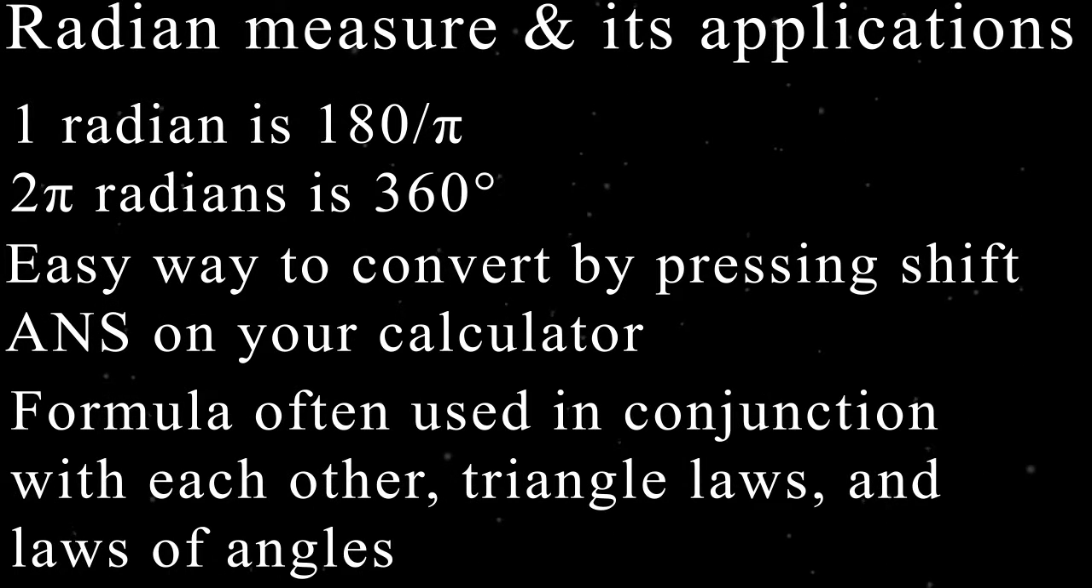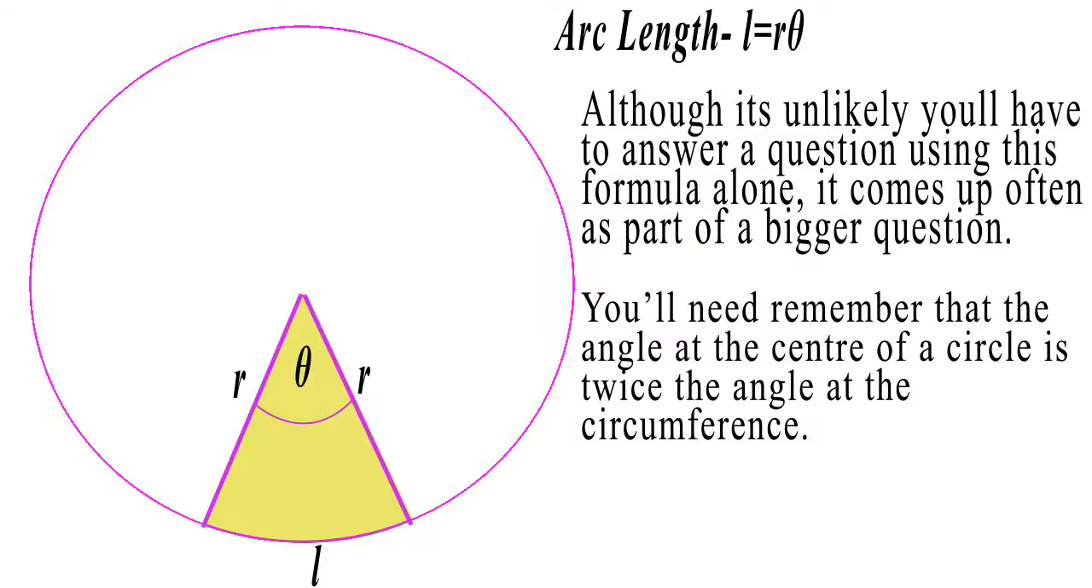You'll need to know 3 formulas for this chapter. On their own they'll be worth an easy 1 or 2 marks. However, when used in conjunction with each other, triangle laws and laws of angles within circles, this is when problems may arise. The first of these 3 formulas which you'll need to know is the arc length L is equal to r theta, where r is the radius and theta is the angle that subtends the arc in radians.